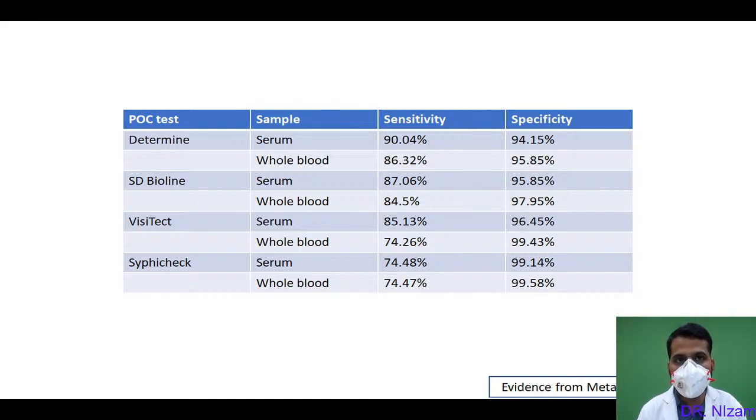Either we are using serum or the whole blood, and specificity is around 96 to 99%. And then in syphilis we have 74% sensitivity and specificity is around 99%. So in this meta-analysis they have compared only these 4 rapid point of care tests.